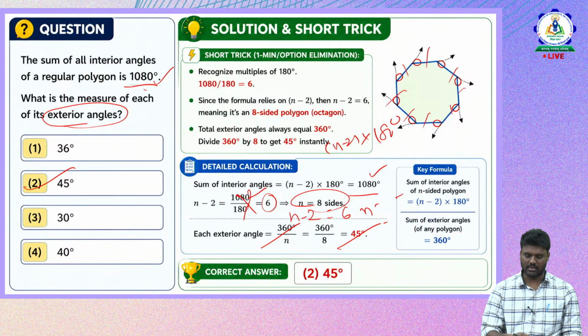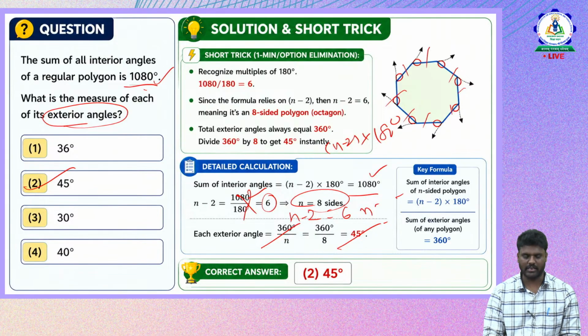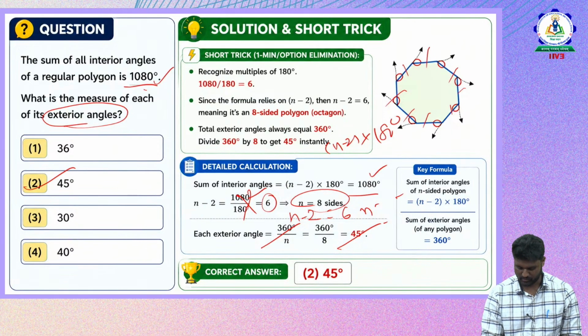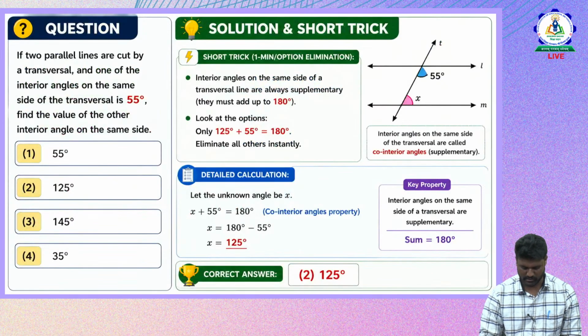So whenever they ask about the polygon concept, remember the formulas: the sum of the interior angles of the polygon, the formula for each interior angle, the formula for the sum of the exterior angles, and the formula for each exterior angle. When you remember these formulas, these kinds of questions can be done very easily without spending much time. This is the concept which I discussed.